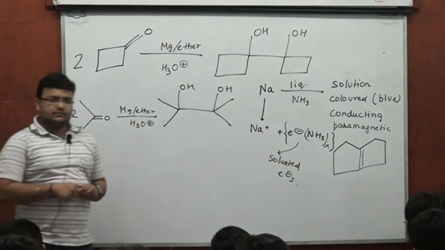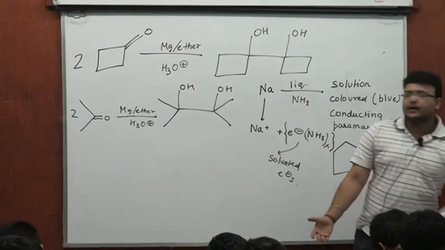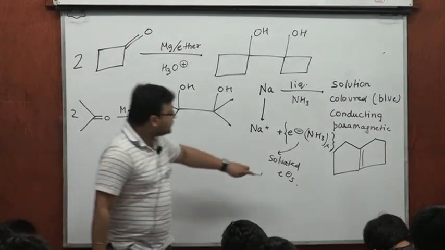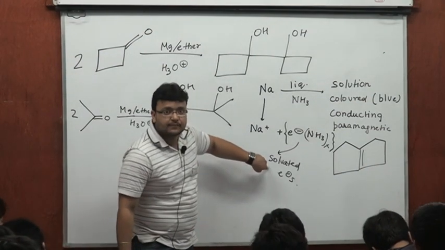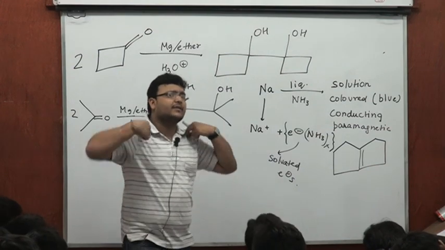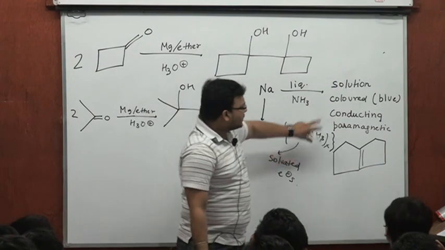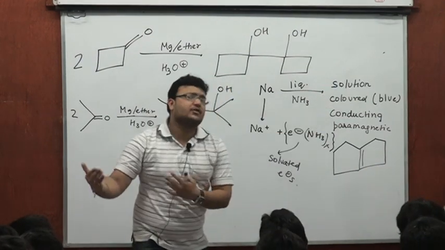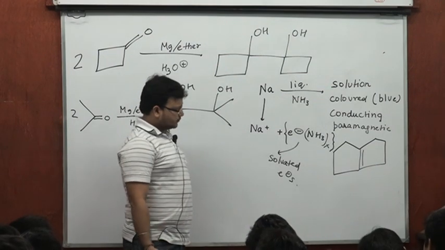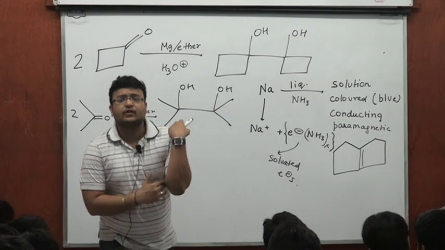So the way sodium dissolves in liquid ammonia, the solution which is obtained, all of this indicates presence of solvated electrons. As I said, this would have ideally found its place in inorganic chemistry, but know this: all the properties of the solution come because of these solvated electrons. So this tells you that metals in solution can give you electrons.